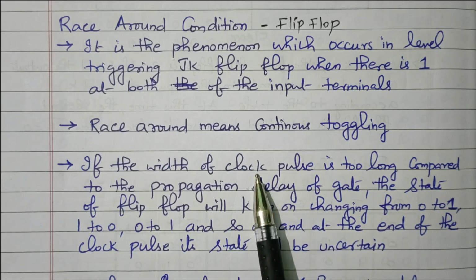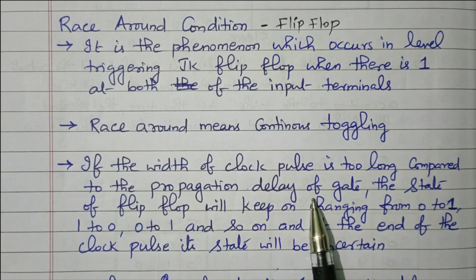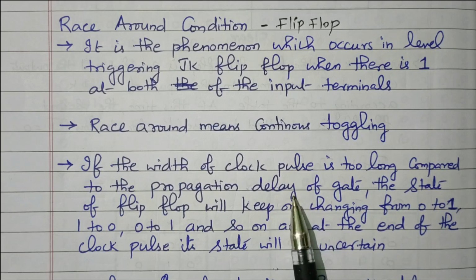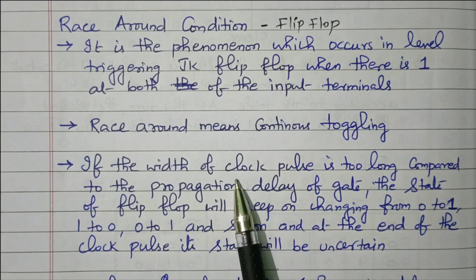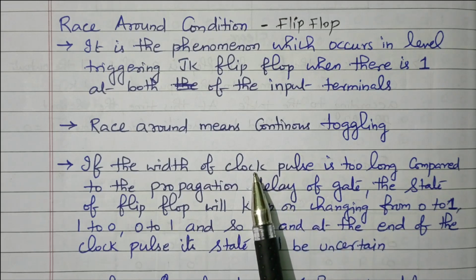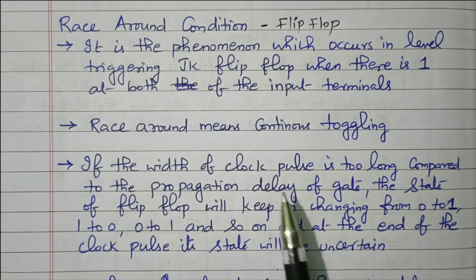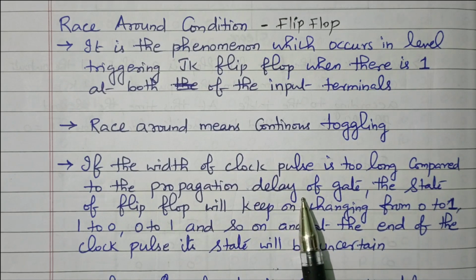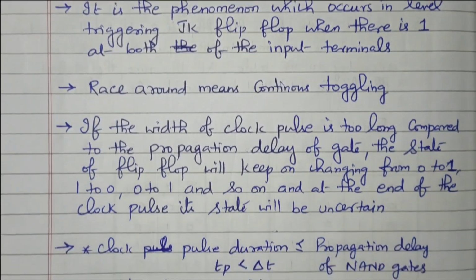So the clock pulse is too long, but the propagation delay of the gate is lesser. So the state changes from 0 to 1. But still, after changing also, the clock pulse is there, so it will keep on changing 0 to 1, 1 to 0. Right. So we need to maintain clock pulse width less than the propagation delay of the gate. That is one thing. Another thing is we can go for master slave flip-flop, that is two flip-flops connected in series. So that is the remedy for this race around condition.